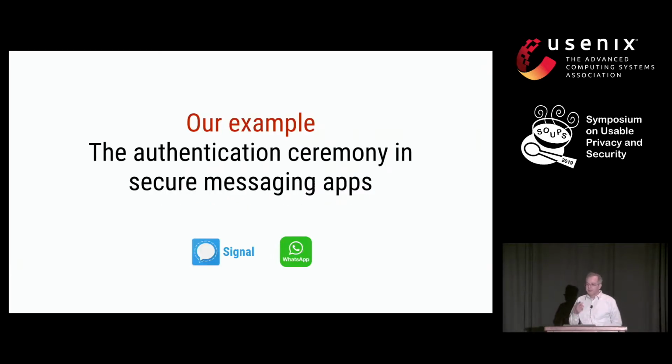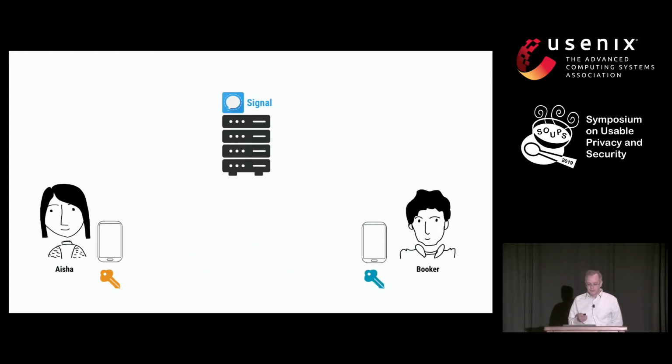And the example that we used for our study was to look at the authentication ceremony in secure messaging apps, specifically Signal and applications that are based on the Signal protocol like WhatsApp. And so I'm going to give you a quick tour through what we mean by the authentication ceremony and how this works in Signal. So here is an example of two users.